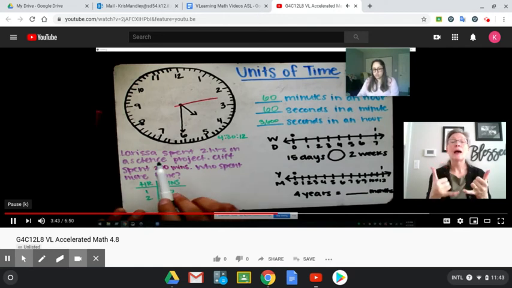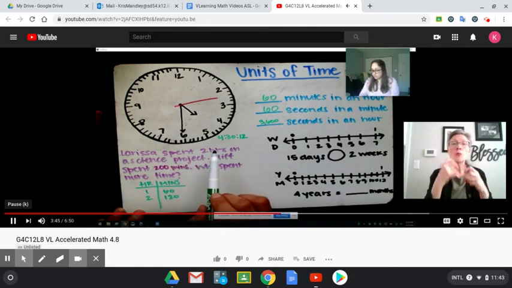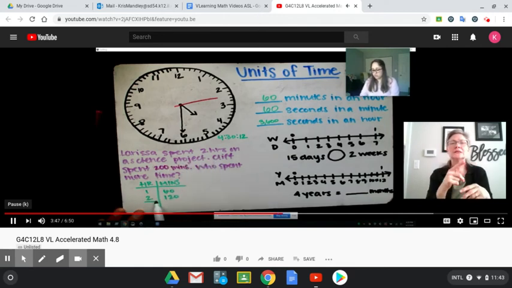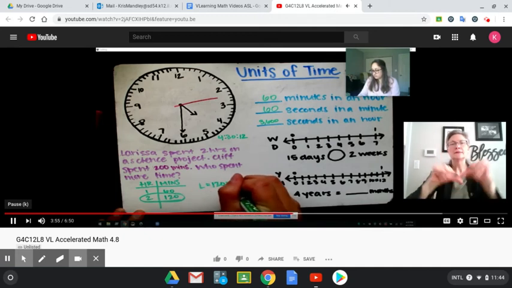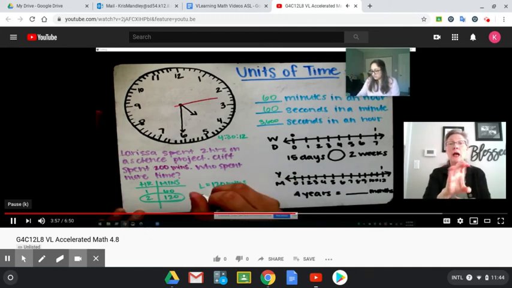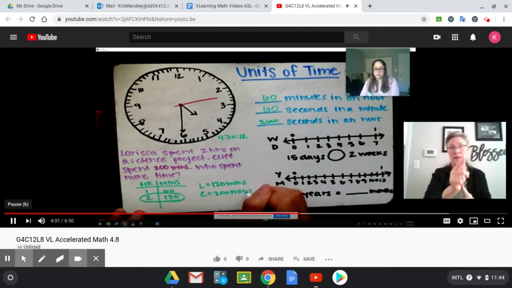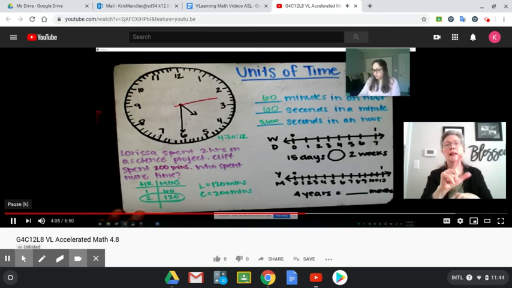Now, I could keep going, but I know that my problem says Larissa spent 2 hours, so she spent an equivalent of 120 minutes on her science project. So Larissa spent 120 minutes. Cliff, he spent 200 minutes. So who spent more time? I already know that the answer to that would be Cliff. Cliff was the one who spent more time.